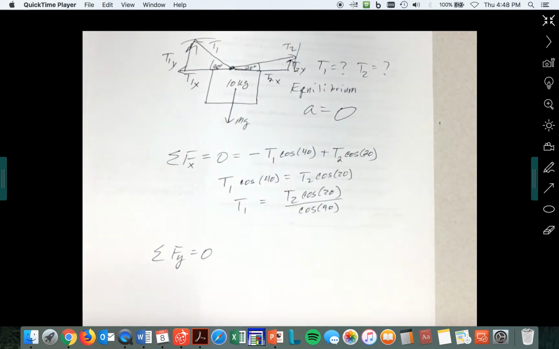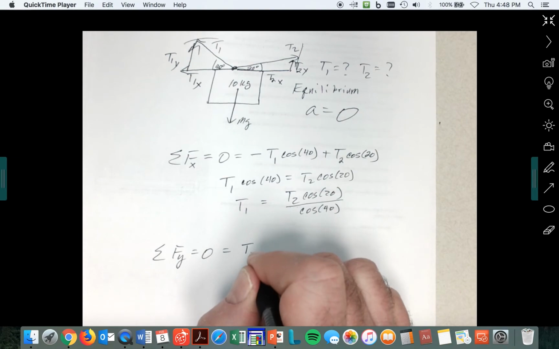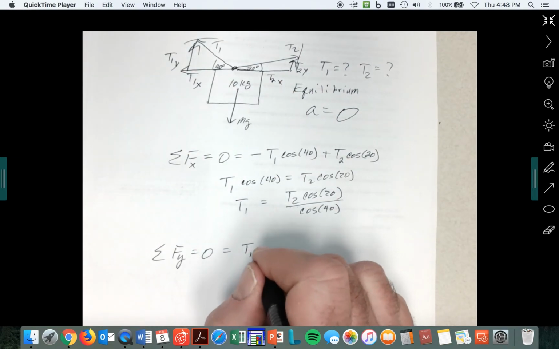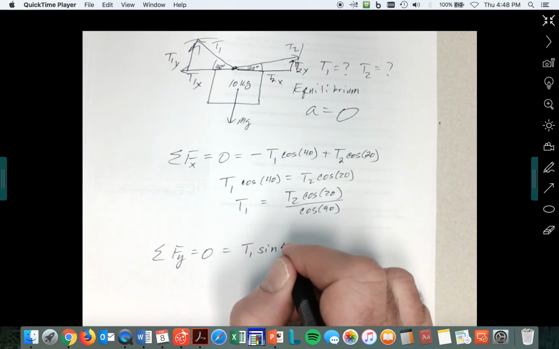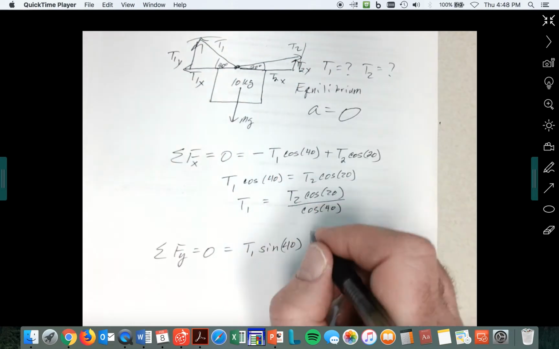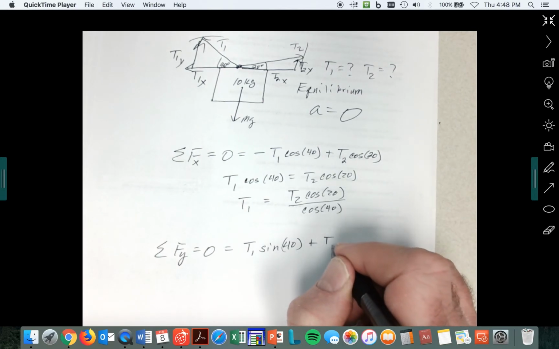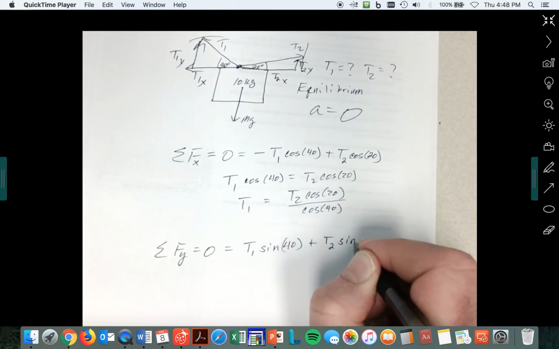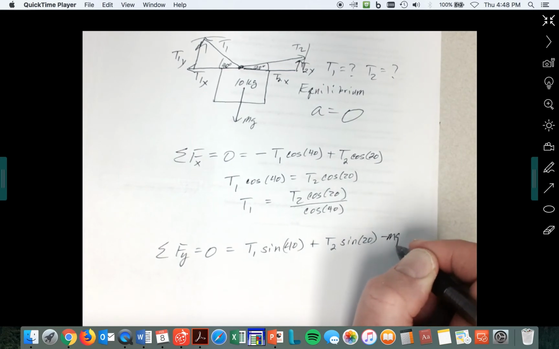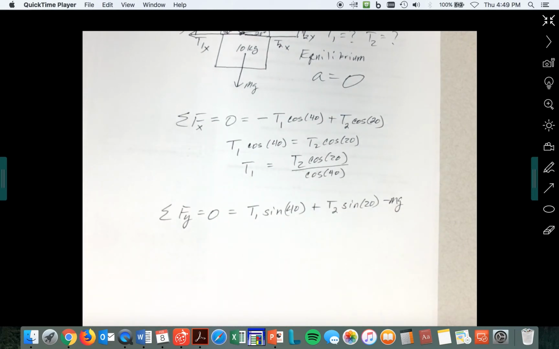And I know that the mass of that is 10 kilograms. So I'll look at the y components. I've got T1y, T1 times the sine of 40, that's one force going up, plus T2 sine of 20, minus mg. All of that is equal to 0. Okay, I am ready to solve for T2, and then I'm going to plug it back in and get T1.